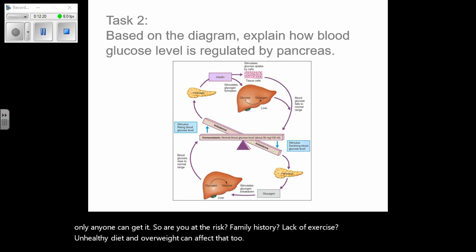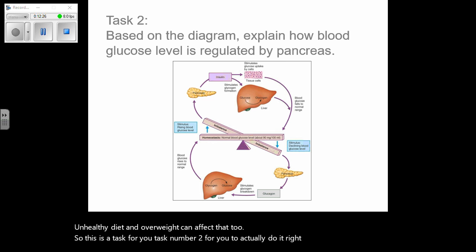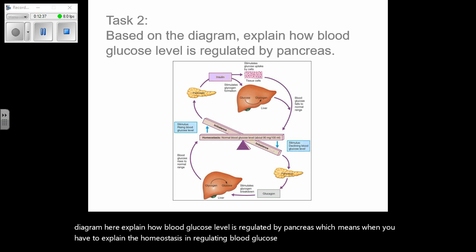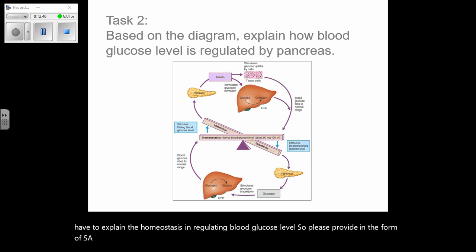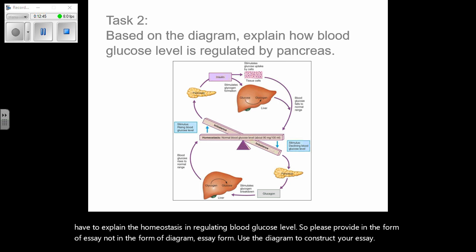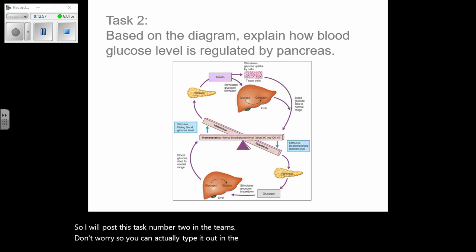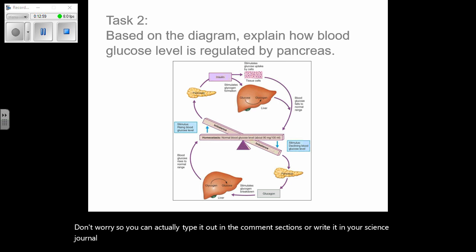So this is a task for you, task number 2, for you to do right now. Based on the diagram here, explain how blood glucose level is regulated by the pancreas, which means you have to explain the homeostasis in regulating blood glucose level. Please provide it in the form of an essay, not in the form of a diagram, essay form. Use the diagram to construct your essay. I will post this task number 2 in Teams. Don't worry, you can type it out in the comment section or write it in your science journal book and then provide a snapshot, that also can.